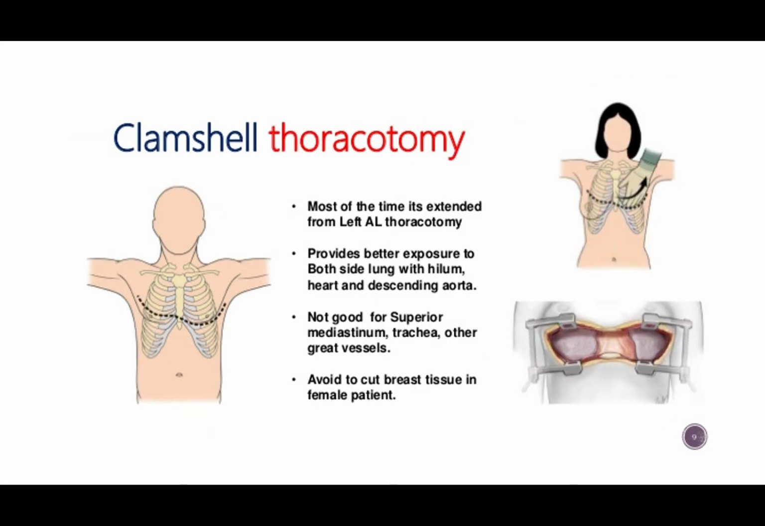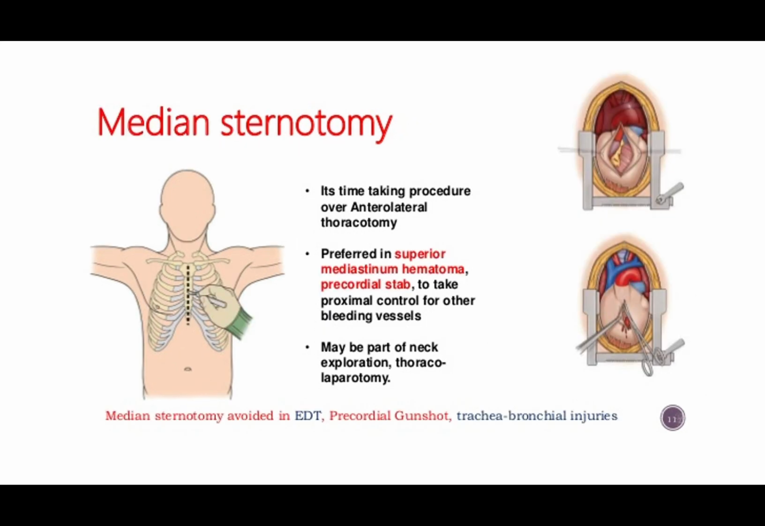So here, you clamshell this out. I've never actually seen this, but this is usually for a transmediastinal gunshot wound. Most of the time, obviously, extended from your left. It's going to give you exposure to now the aorta, the right lung, and the descending aorta, the hilum. Again, you don't want to cut through female breast tissue, so if possible, I guess, draw the breast up or bring the breast down.